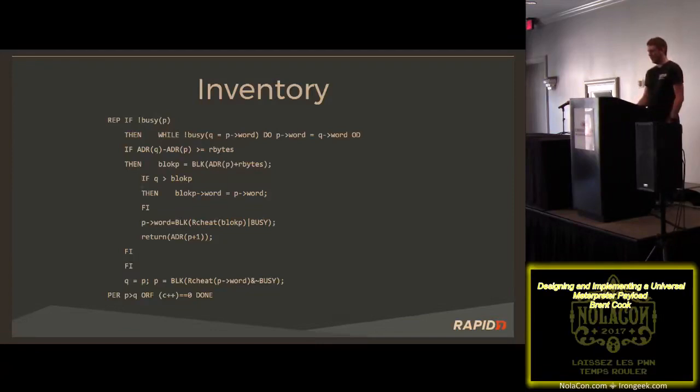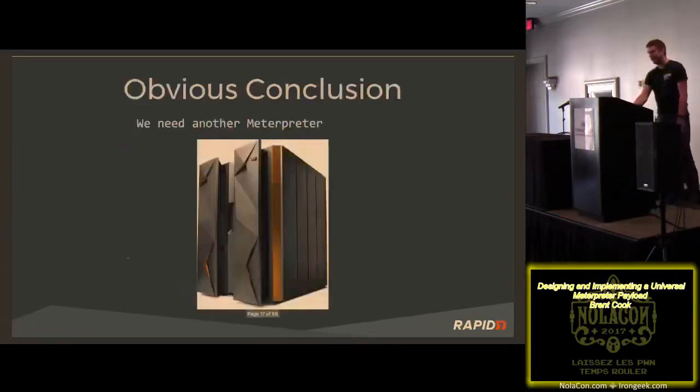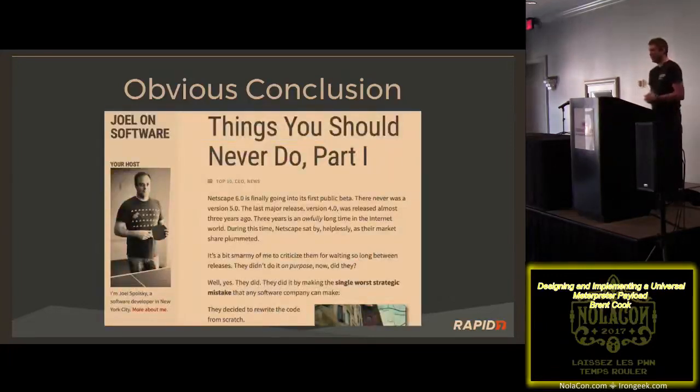If you've seen C code before, you know that this is rather odd, that you have a rep and a per statement, and you have if and fi, and that's just because macros really aren't a great way to write understandable code. So the obvious conclusion is, well, now we have 7 interpreters. Let's create an 8th one. Obviously, you reach that conclusion, right? But obviously, we should never do this.